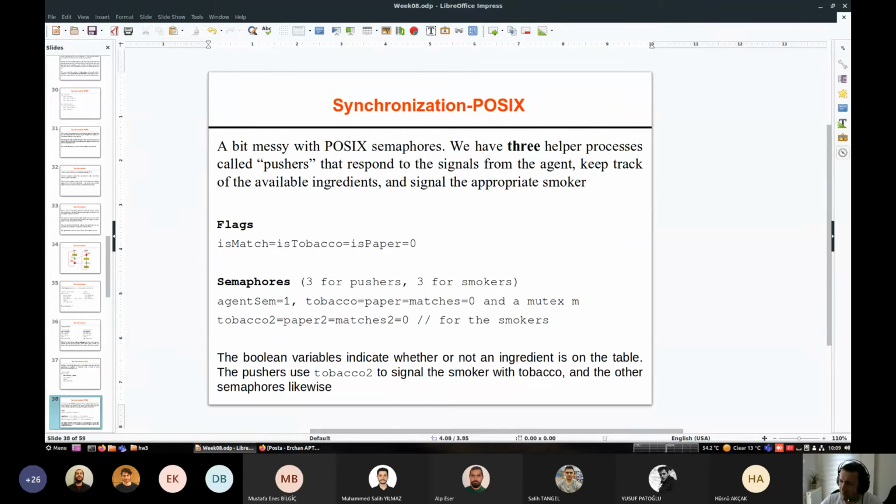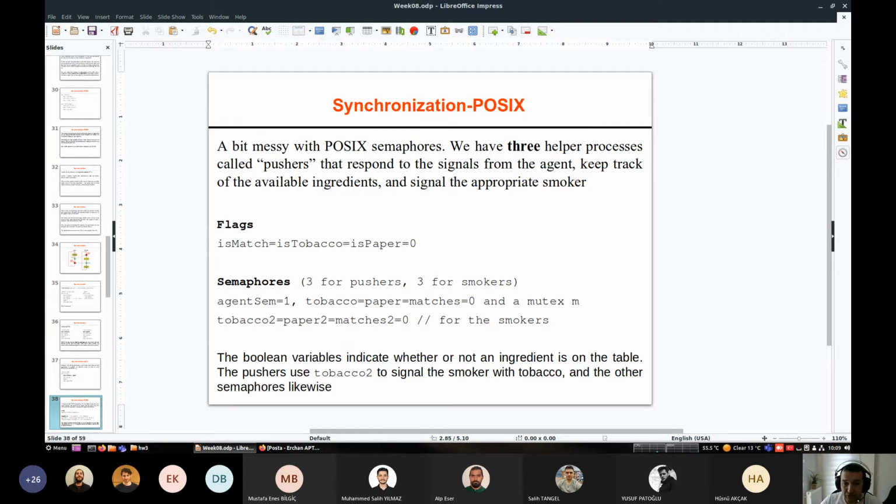Okay, now what do they mean? What's the meaning of these flags? We have semaphores. How many? 6. We have 6 semaphores. 3 for the pusher processes and 3 for the smoker processes. Now, we also have the agent semaphore, which is set to 1 in order to signal to the agent when to come to the table or not.